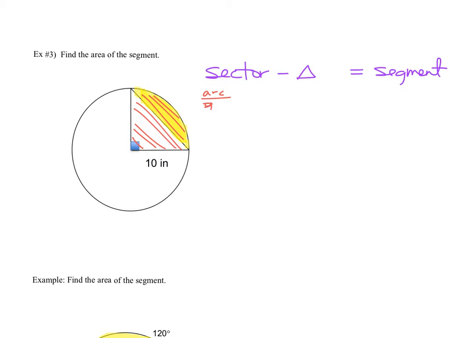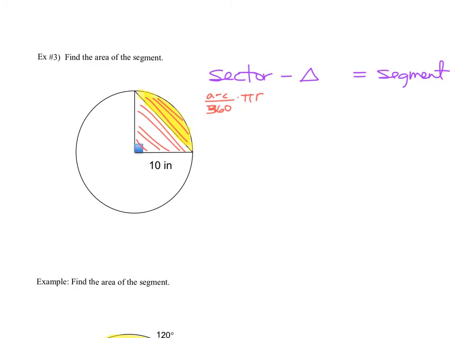Right, arc over 360 times pi r squared is going to give you the area of the sector. So your arc is how many degrees? Someone said it over here. It's 90, right. This being 90 makes this arc 90. So 90 over 360.